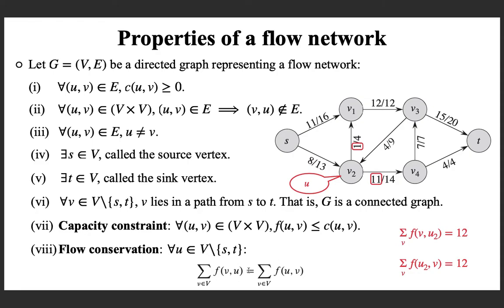For every intermediate vertex, the total flow coming to that vertex must be the same as the total flow leaving that vertex. That means conduit junctions have no capacity to store materials. Whatever is the total amount of materials coming to that particular vertex or conduit junction, it must flow out. That also is an essential property. So these are the 8 properties that we need to have for a directed graph to be a flow network.